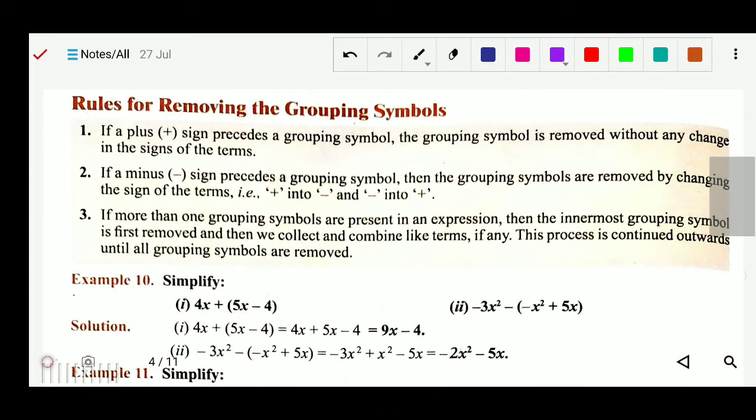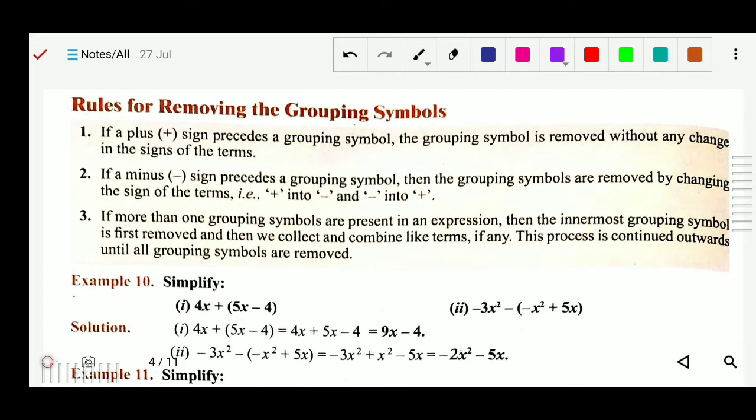The first rule: if a plus sign precedes the grouping symbol, the grouping symbol is removed without any changes. Suppose before this bracket there is a plus sign. When you remove this parenthesis, the small bracket, whatever variables and terms are inside, their sign will not change. It will be as it is. The first rule is that.